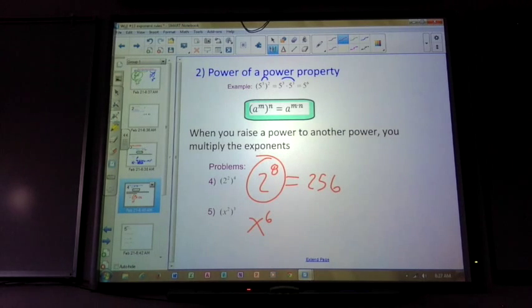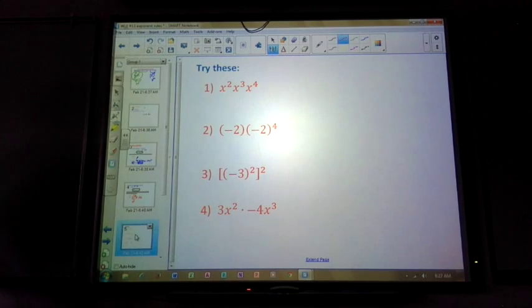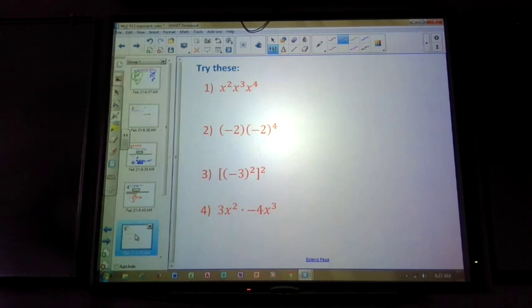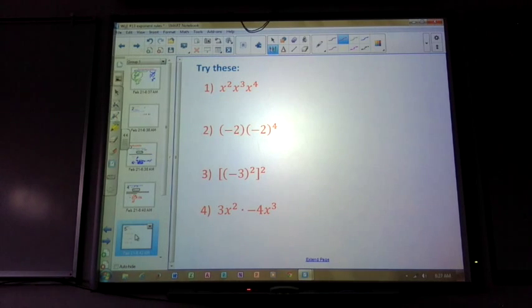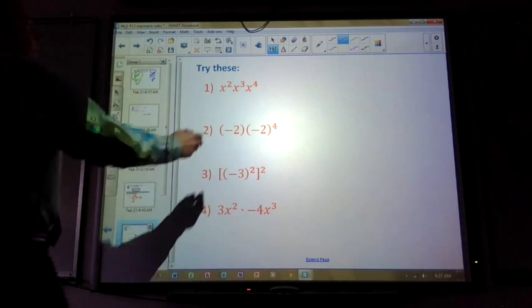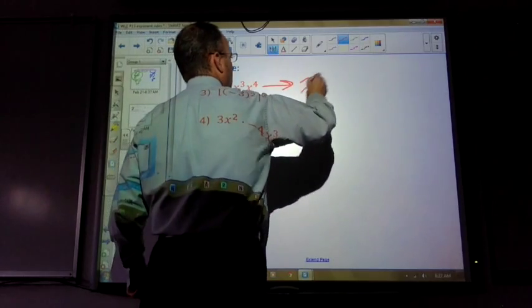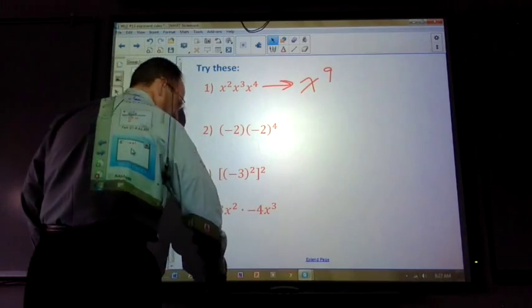This exponent stuff seems okay. Doesn't seem too difficult. We'll go to slide number 5. Okay. Mr. Kruger, try that first one, number 1. X to the 2nd times x to the 3rd times x to the 4th. What do you think we should get? X to the 9th, because 2 plus 3 plus 4 is 9, so x to the 9th power. Awesome. All right.